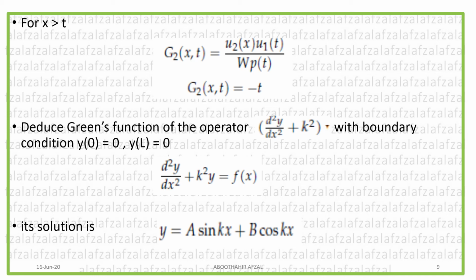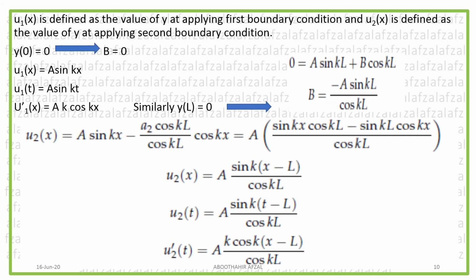In this, if we solve this operator d square y by dx square plus k square y equal to 0, we will get a solution y equal to a sin kx plus b cos kx. Next slide, and putting the first boundary condition y of 0 is 0, which implies b is equal to 0, and accordingly the equation will become u1 of x, that will become a sin kx, because the second term b is 0. Similarly, u1 of t will be a sin kt. If you differentiate this, a sin kx will become ak cos kx. Similarly, u1 dash of x will be ak cos kx.